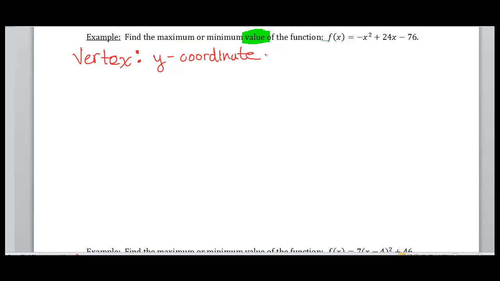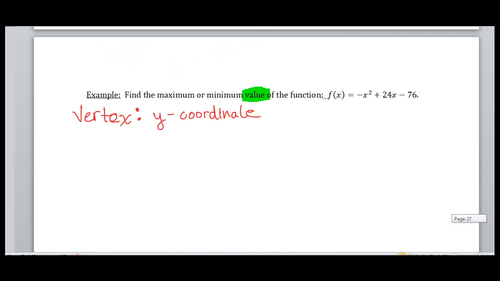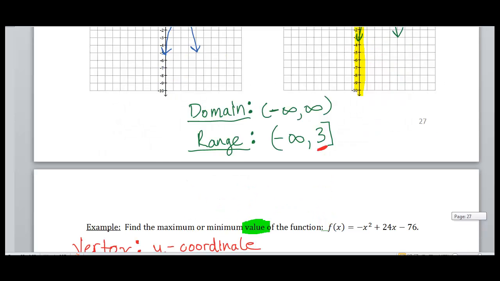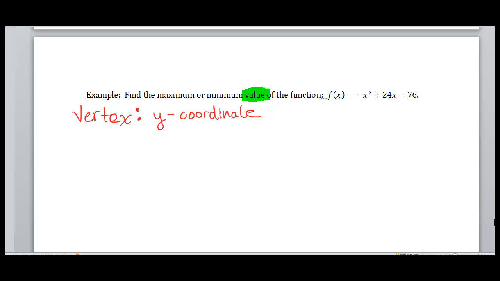All right? And that is where it's related to your range, right? Your range gives you the highest or the lowest y value, right? If you look, that 3, y equals 3, that's your maximum value. That's the y coordinate of your vertex. And so what we're going to do is we're going to look at a couple of examples where we just go ahead and find the maximum or minimum value. All right? So in this example, we have f of x equals -x squared plus 24x minus 76. And we want to find the maximum or minimum value.